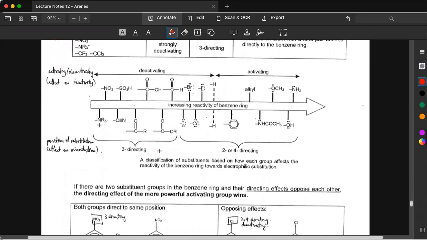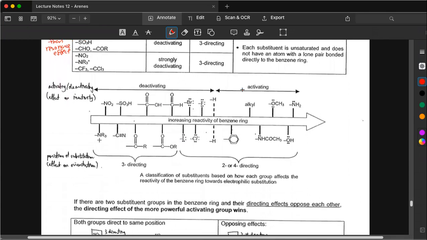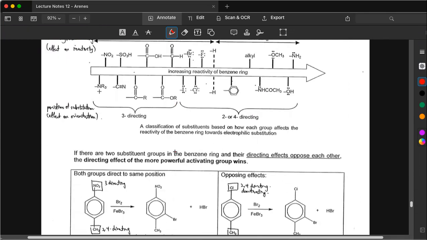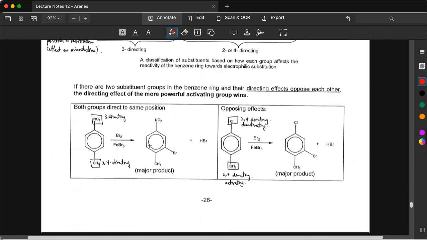So this is the summary of the deactivating groups and the activating groups. If there are 2 substituent groups in the benzene ring and their directing effects oppose each other, the directing effect of the more powerful activating group wins.